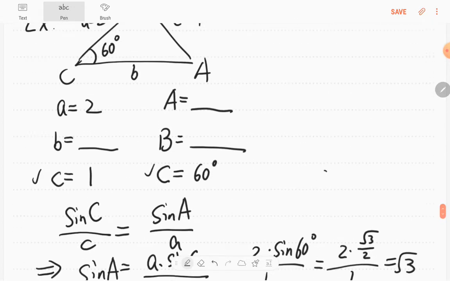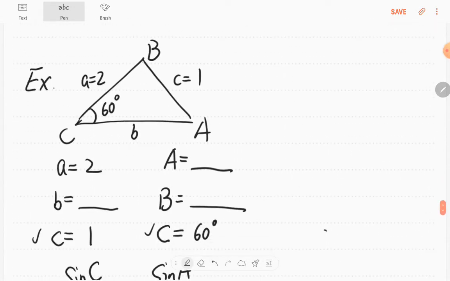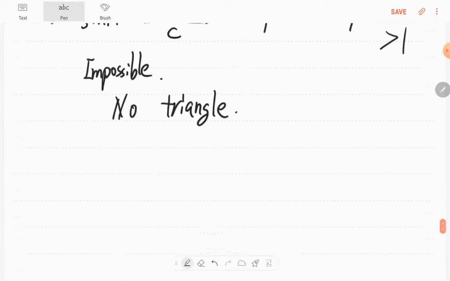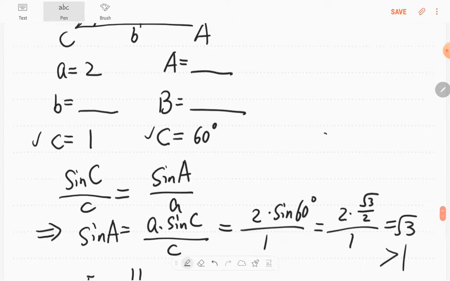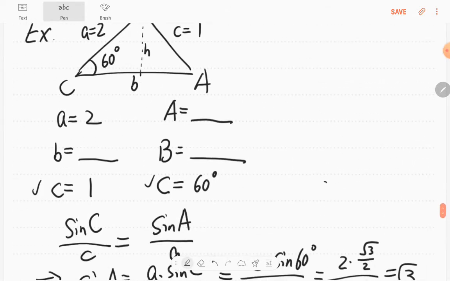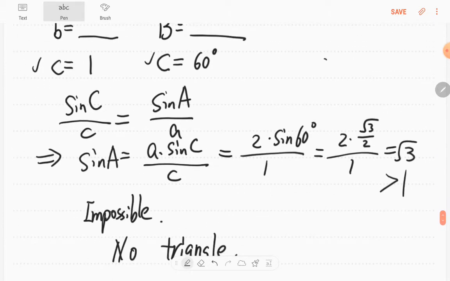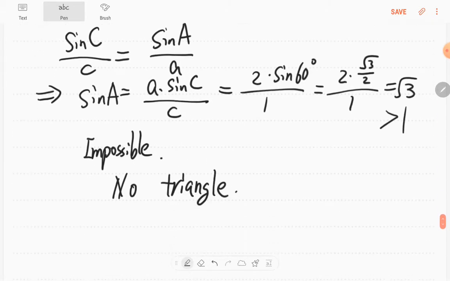Okay, the reason is if you calculate this h, right, this is the h, you will notice that this c is less than this h, right? This is the reason behind the problem. But we actually don't need to know that. We just do the calculation, and you will see we cannot continue. So there's no triangle.